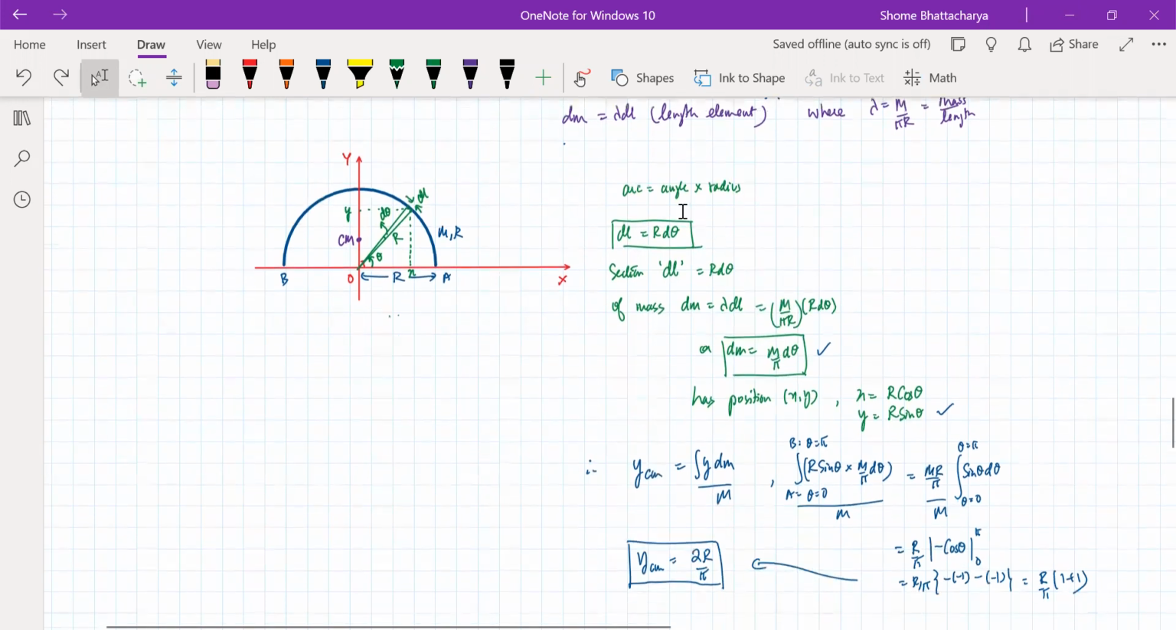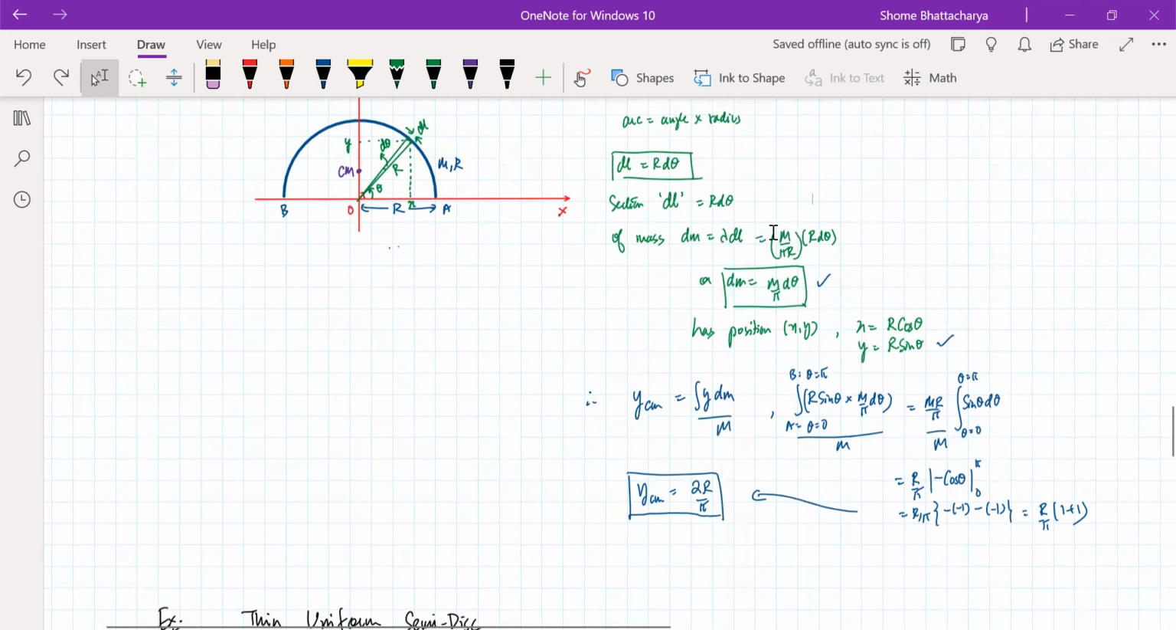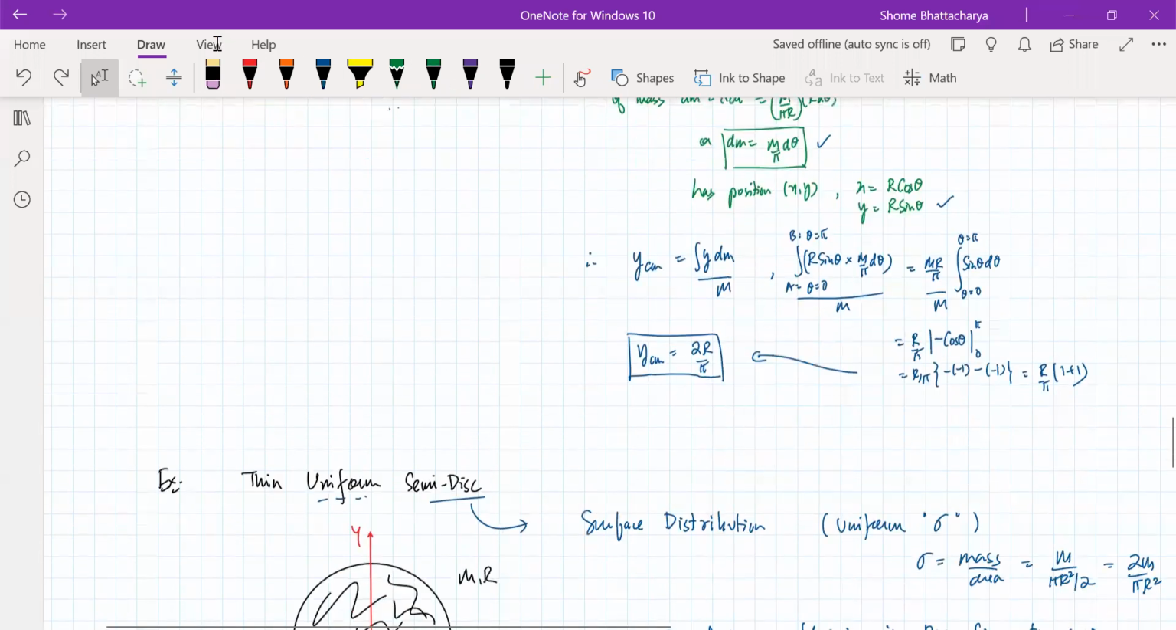So now that dm is once again lambda into dl, where lambda will become m upon pi r because it's a uniform distribution of mass, and dl is replaced with r d theta. Okay. And accordingly we get this calculation. Okay. Now from this, we moved on to the problem of center of mass of a semi-disk.